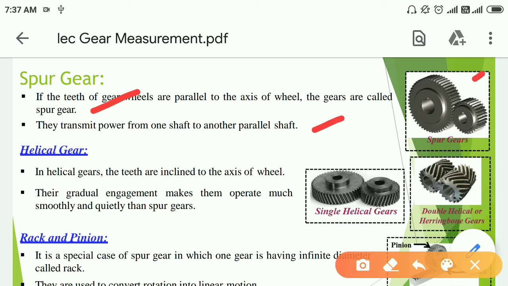Helical gear. In helical gears, the teeth are inclined to the axis of the wheel, as shown in the figure. The axis of the wheel is like this and it has some incline. Teeth are inclined. The gradual engagement makes them operate much more smoothly and quietly than spur gears. Here the figure shows the single helical gear and double helical gear. Here the angles are different. It's also known as herringbone gear.